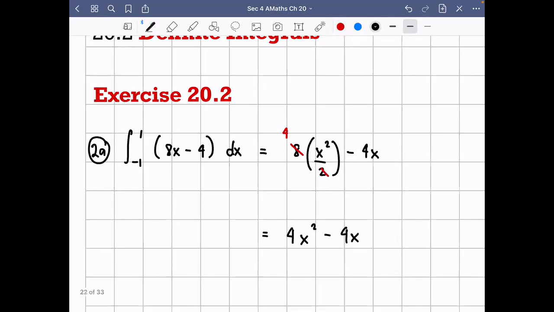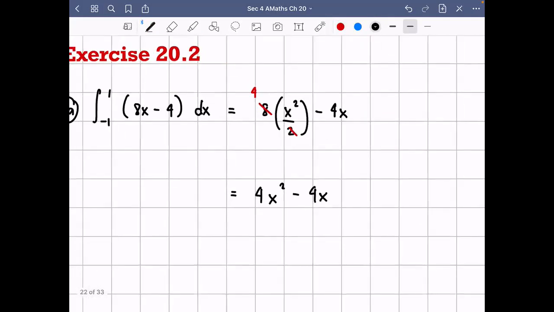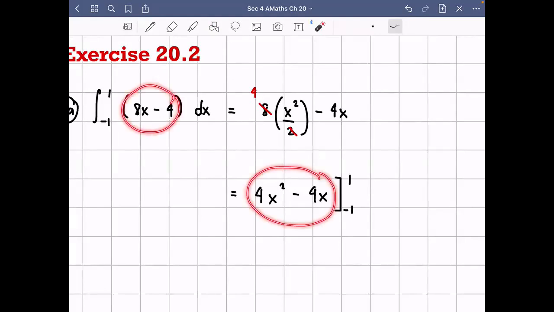Now how do we answer if it's like this? We find the difference of the upper and the lower limit. So this is your answer, class, from your antiderivative, again 4x squared minus 4x. Take note that this is an expression.